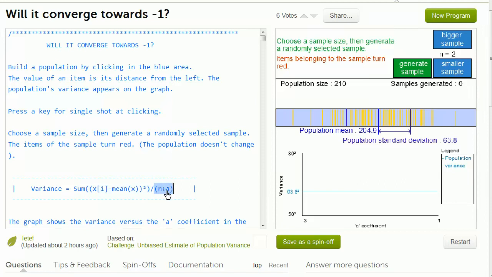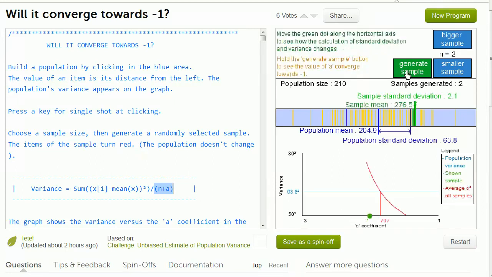And it's going to vary a. It's going to divide it by anywhere between n plus negative 3, so n minus 3, all the way to n plus a. And we're going to do it many, many times. We're going to essentially take the mean of those variances for any a and figure out which gives us the best estimate.